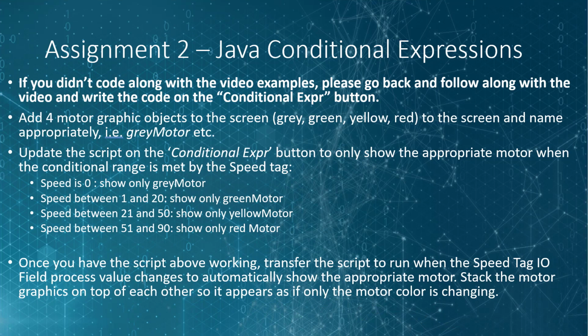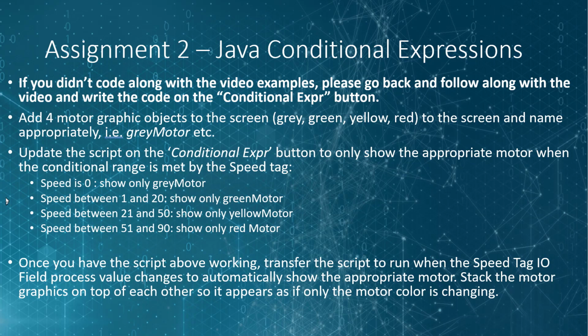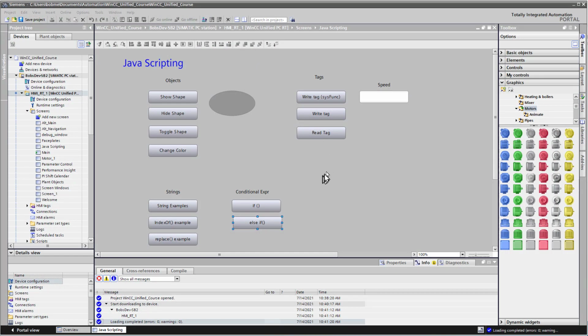So to see what this should look like in runtime, you'll have your motors all stacked up one on top of another. And you can see when it's 0, it's gray. When it's less than 20, it's green, then yellow less than 50, and then red above that, and then finally it should stay red anything above 90. So go ahead, pause the video, complete the assignment, and then when you come back, I'll show you how I did it.